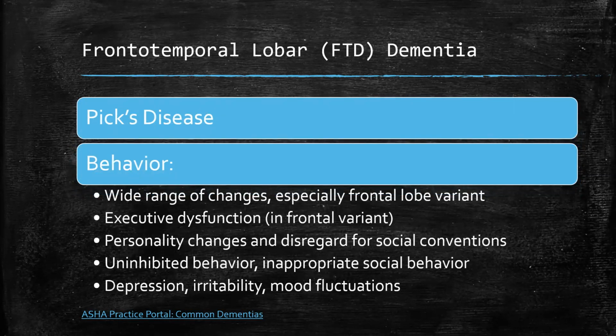Behavior changes, so you will see a wide range of changes with Pick's disease, especially changes that you would see with frontal lobe damage. So we'll see a lot of changes to executive function. You'll see personality changes, a complete disregard for social conventions. A lot of times someone with Pick's disease would have very uninhibited behavior, inappropriate social behavior. So it might be an offhanded comment or even action that they wouldn't normally do. Depression, irritability, and mood fluctuations are also fairly common.